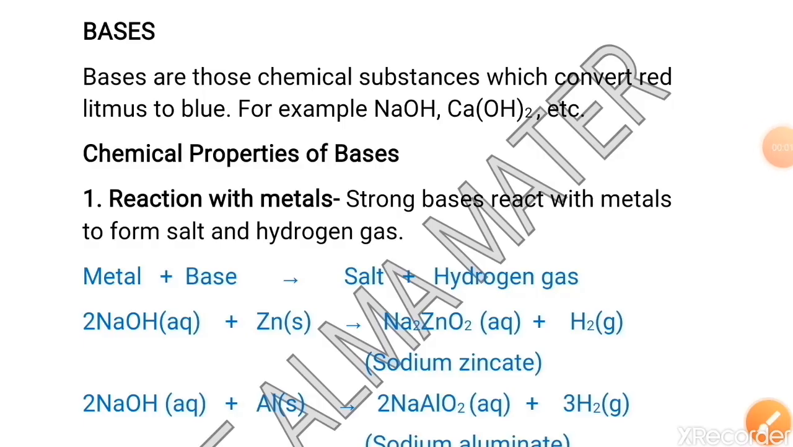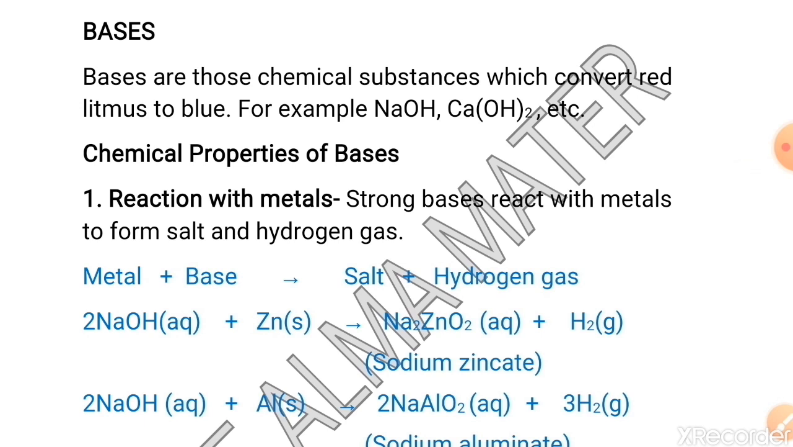Now we have studied all the properties of acids and it's time for the bases. We know that bases are those chemical substances which convert red litmus to blue. For example, NaOH, which is sodium hydroxide, and calcium hydroxide, which is Ca(OH)2.